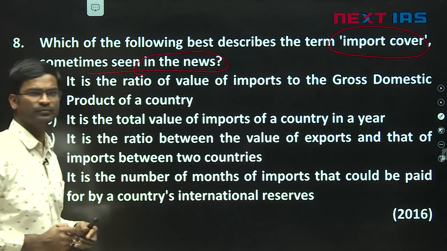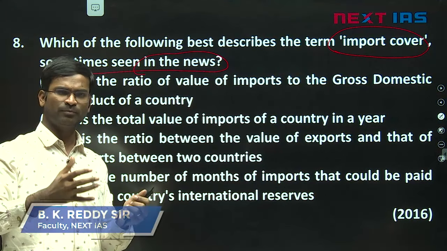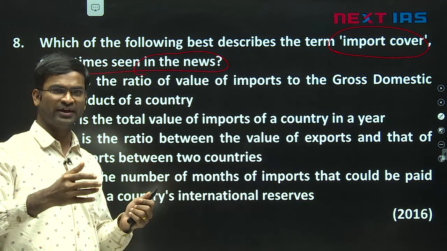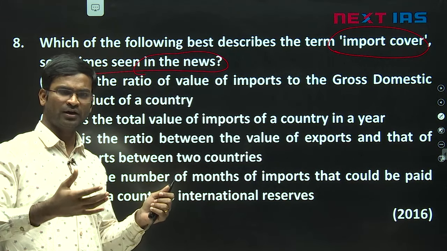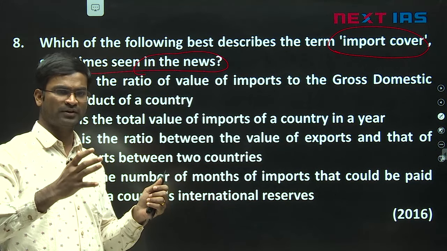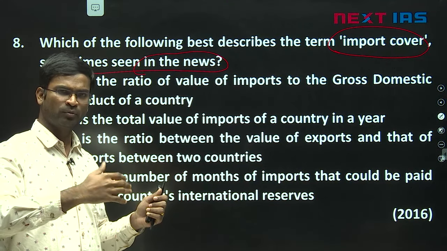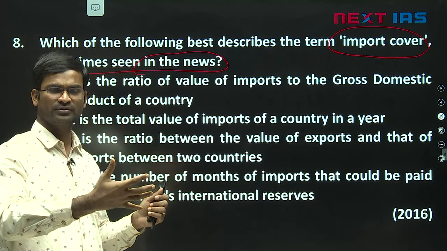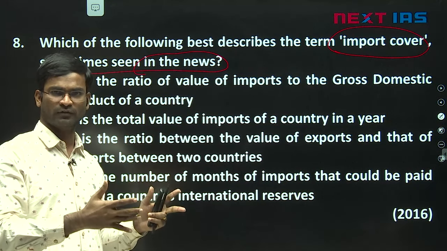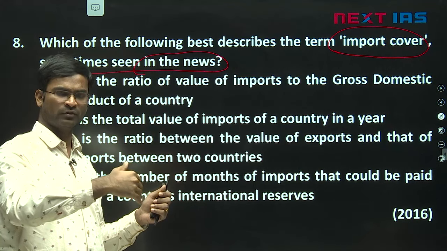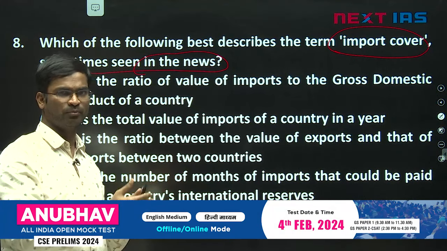Okay, now see. Here when I say import cover, how many months can we manage our imports? You might have heard that in the 1990s, we had hardly $2 to $3 billion of forex. So we could import for hardly 2 to 3 weeks. So very little import cover. Today we have very good forex reserves. So we have 7 to 8 months of import cover currently.